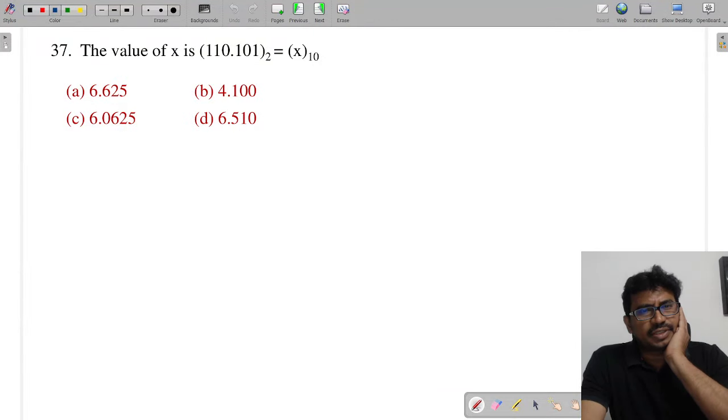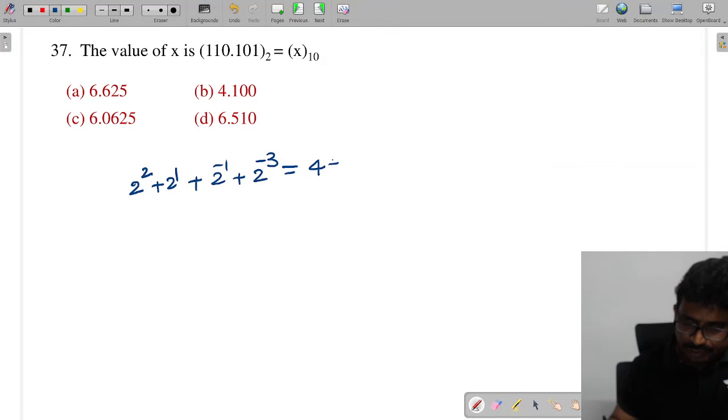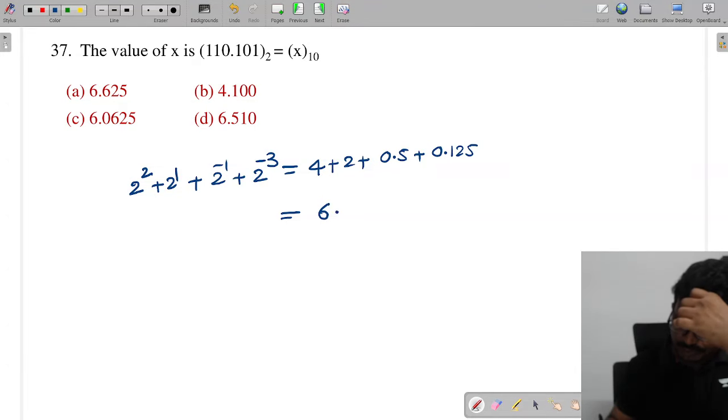The value of x is, okay, they given the binary to decimal form. So tell me now, decimal form, x value: 2 power 2 plus 2 power 1 plus 2 power minus 1 plus 2 power minus 2 minus 3. So this is 4 plus 2 plus 0.5. Yes, that is 0.125. 6.625. Check it, all of you. Option A.